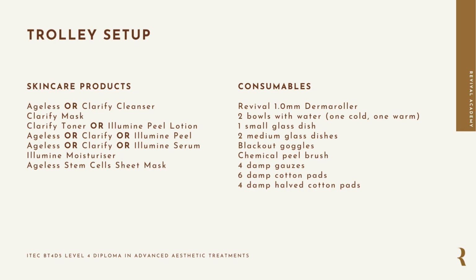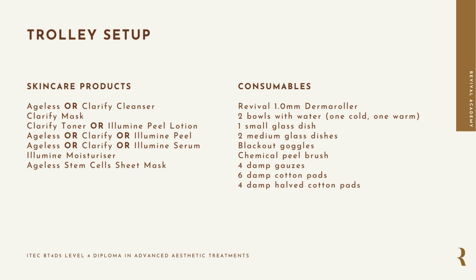We are going to begin with how to actually set up your trolley for a chemical peel, and here you will find everything that you are going to need during your treatment. On the left, you have a list of all of the skincare products that you will need to have in your trolley. Now keep in mind that all clients have different skin concerns, so it will be entirely up to you to select the most suitable skincare products depending on your client's skin and needs.